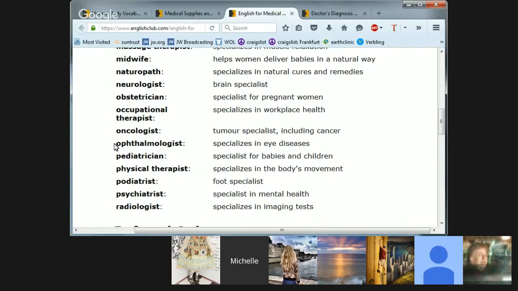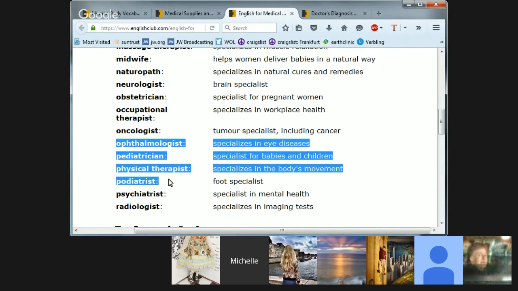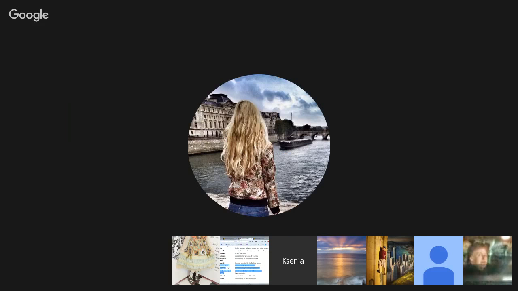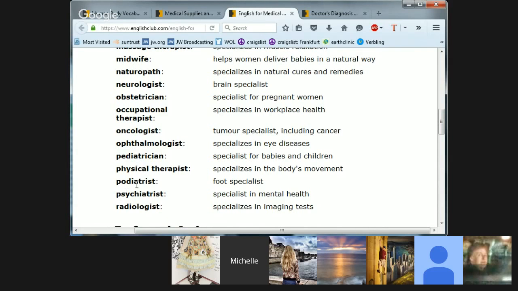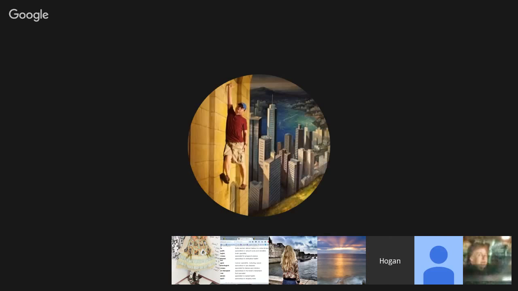All right, very good. And Ksenia, can I ask you to read the next four? Ophthalmologist, specialized in eye diseases. Pediatrician, specialist for babies and children. Physical therapist, specializes in the body's movement. Podiatrist, foot specialist. Good job. And Hogan, can I ask you to read the last two for us? Psychiatrist, specialist in mental health. Radiologist, specializes in imaging tests. All right, great job, very good.